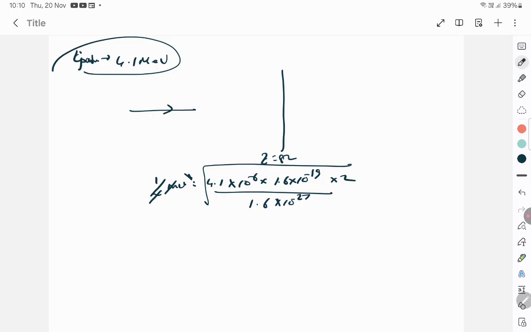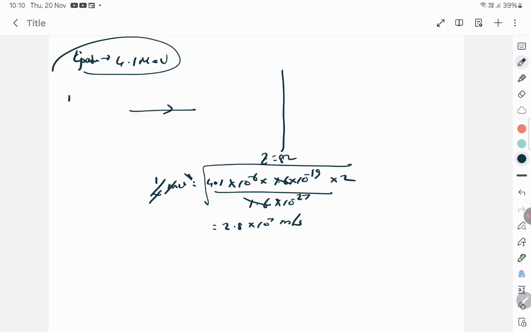You'll immediately get the value of velocity, which turns out to be 2.8 into 10 to the power 7 meter per second. In fact, in the exam, you can cancel the 1.6, which makes this 4.1 as 4, and this is 2 root 2. Directly you'll get 2 root 2 and you can resolve the rest of the powers. That becomes easier for you to solve, but this is the way to solve.